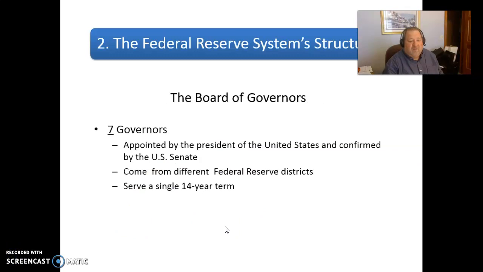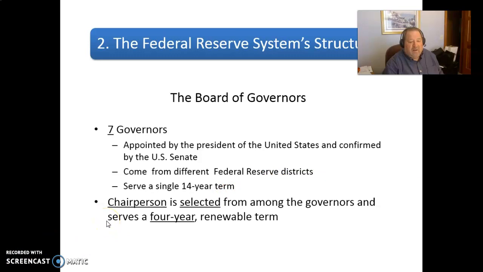The Federal Reserve is governed by a board of governors. There are 7 governors appointed by the president and confirmed by the Senate. They come from the different Federal Reserve districts, and they can serve a single 14-year term. The chair is selected from among the governors and serves a 4-year renewable term.